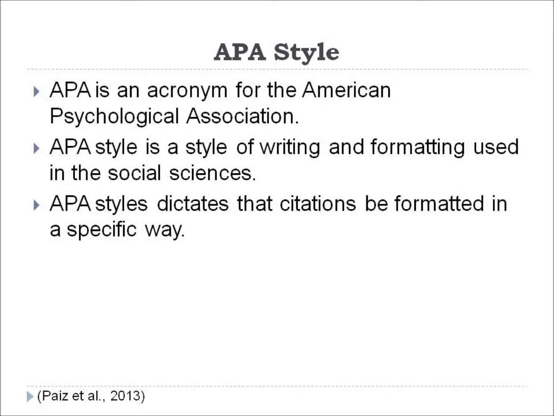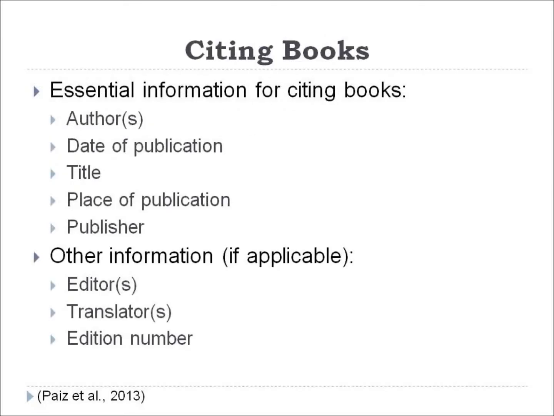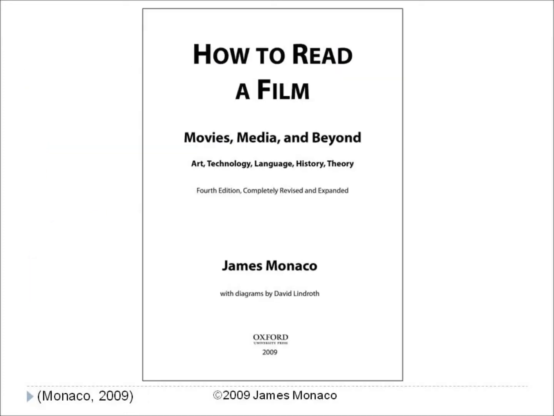web content. In order to cite a book, you must first find some essential information, including the name of the author or authors, the date of publication, the title, place of publication, and publisher. You will also need to know the names of any editors or translators and the edition number if applicable. Most of this information can be found on the title page, an example of which we see here.